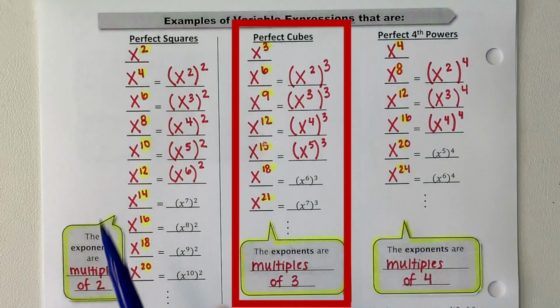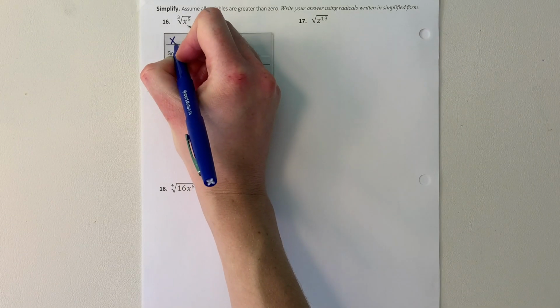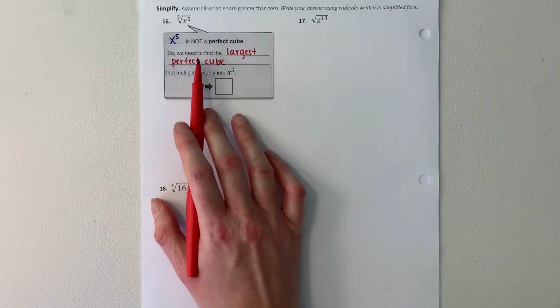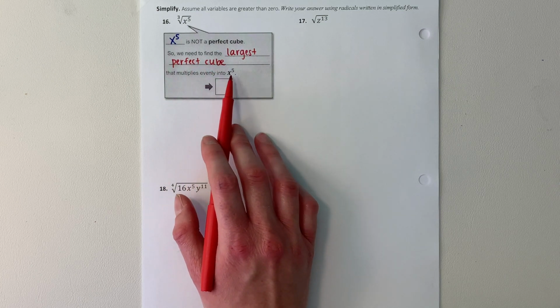Even if we don't have this list in front of us, we know that x to the 5th is not a perfect cube because the exponent 5 is not a multiple of 3. So x to the 5th is not a perfect cube. So therefore, we need to find the largest perfect cube that multiplies evenly into x to the 5th.